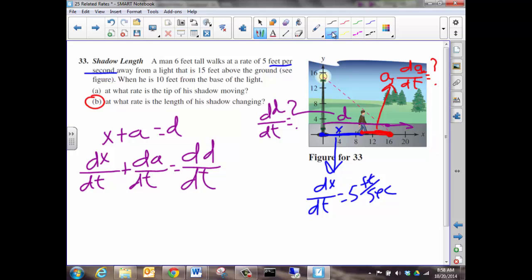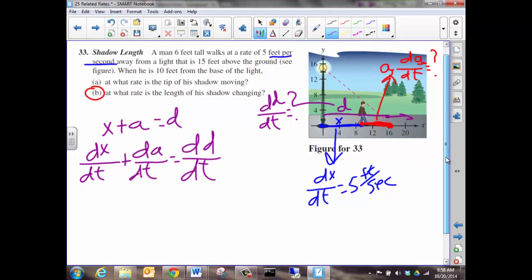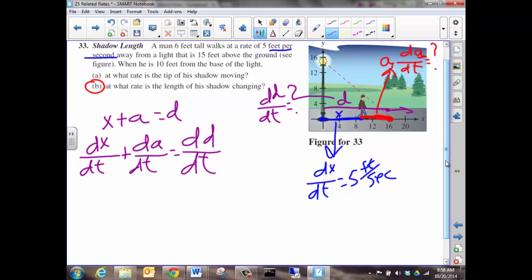And we already know what dx is. All right. But we don't know what dA or dD is. That's what we're looking for. Do we have any other relationships? Lauren said we had similar triangles. What similar triangles do you see up here in our picture?